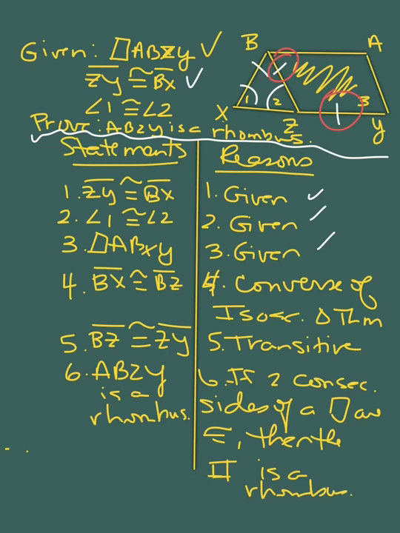Now, if I wanted to prove that all four sides were congruent a different way, I could say that BZ and AY are congruent, and I could also say that AB and ZY are congruent because opposite sides of a parallelogram are congruent. Therefore, with some substitution, I could say that all four are congruent. Therefore, it's a rhombus by definition of a rhombus. But again, we can go a little quicker because I realize that I have two consecutive sides of that parallelogram that are congruent.